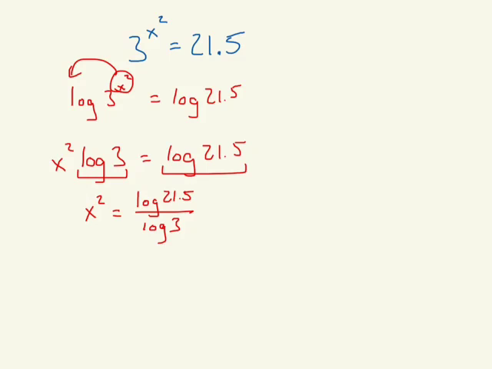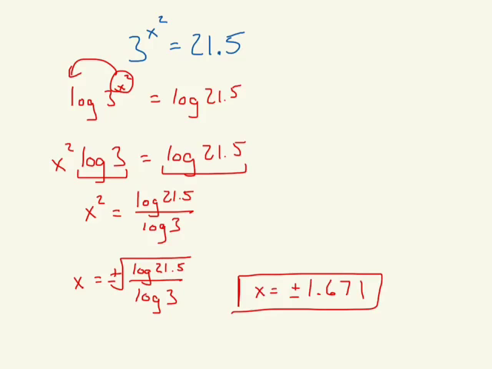And then we'll take the square root of both sides. Now remember, when you take the square root, you have to take a plus or a minus square root. So I'm going to simply plug this whole thing into my graphing calculator, and find out that the square root of the log of 21.5 divided by the log of 3 is simply going to be x equals 1.671. Once again, we have a plus or minus.